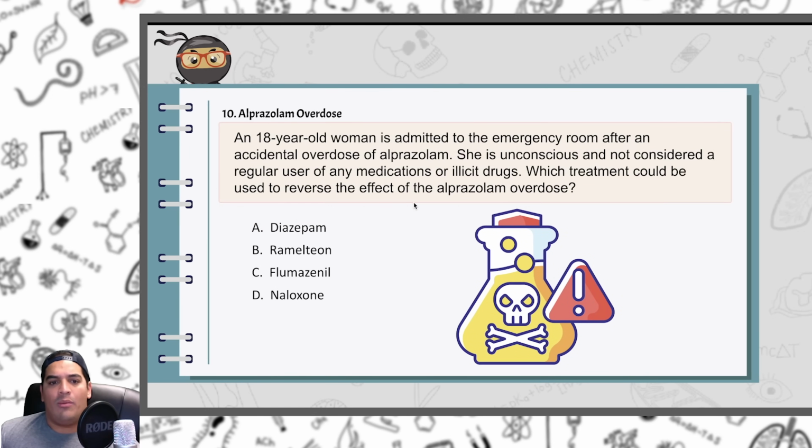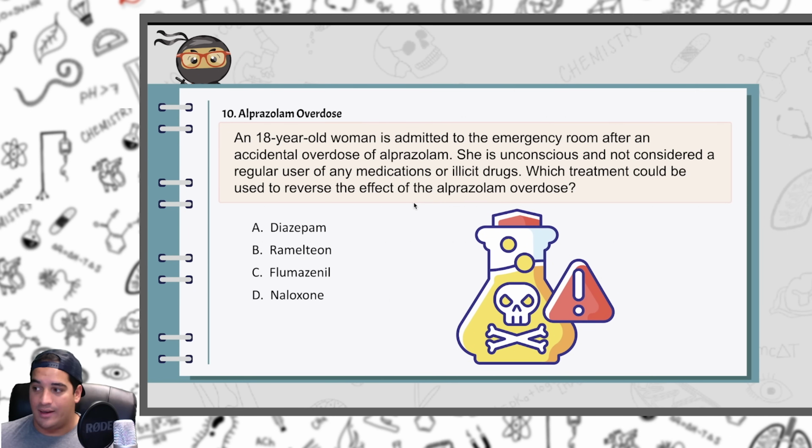All right, last question. An 18-year-old woman admitted to the emergency room after an accidental overdose of Alprazolam. She's unconscious, not considered a regular user of any medications or illicit drugs. Which treatment would be used to reverse the effect of the Alprazolam overdose? So a benzo overdose, they'll have a depressed central nervous system to the point of maybe where they're lethargic to almost in a comatose state. They also will have maybe hypotension, bradycardia, and respiratory depression.